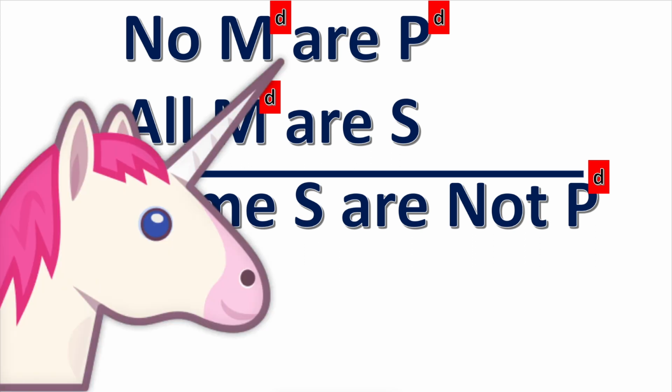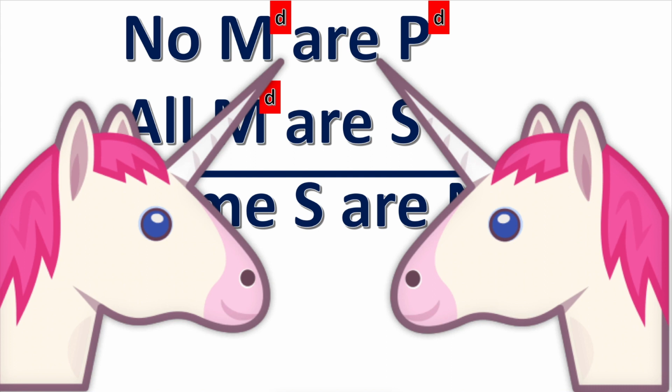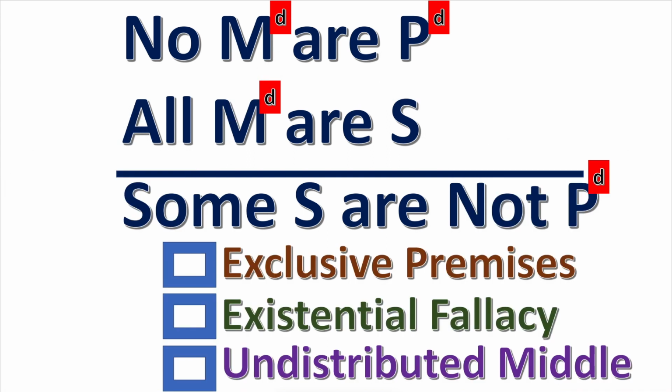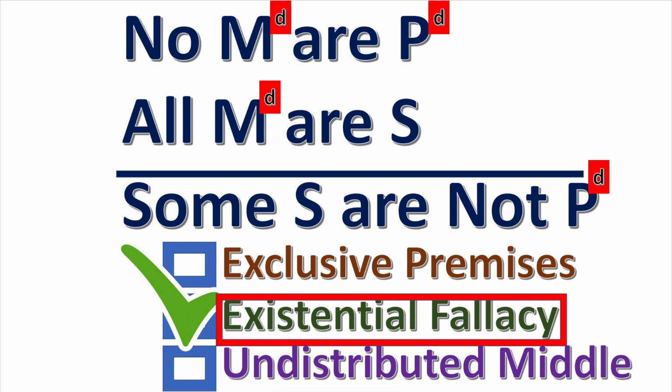Now, if M stands for unicorns, what fallacy is committed? Press pause if you need more time. The answer in 3, 2, 1. The existential fallacy. Very good job on those practice problems.